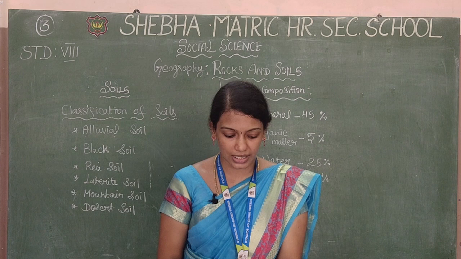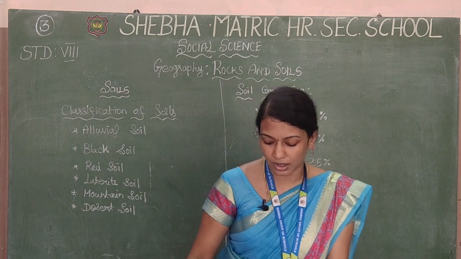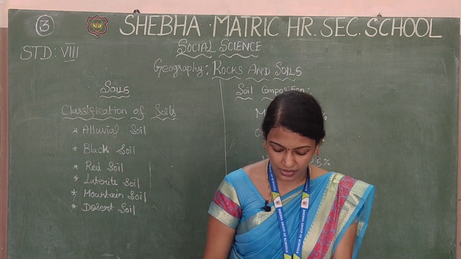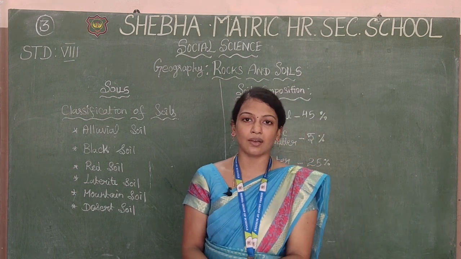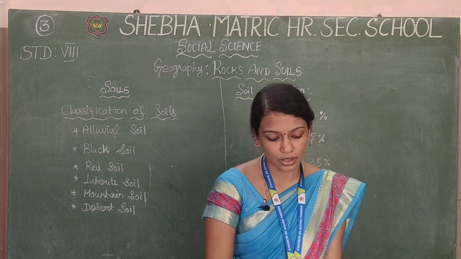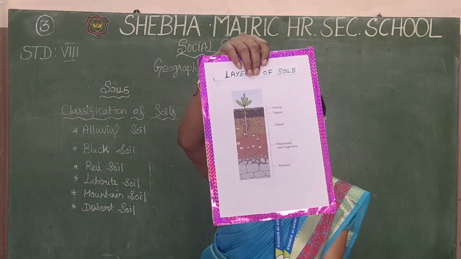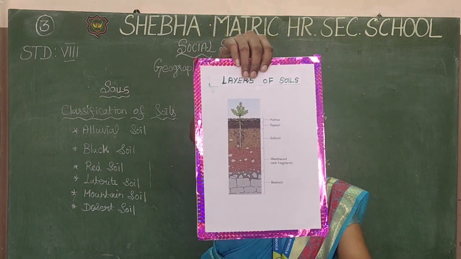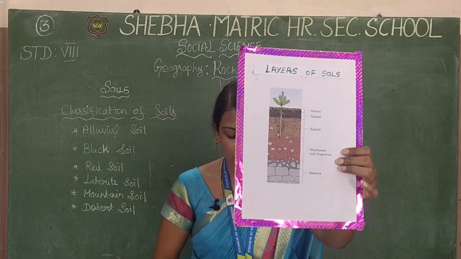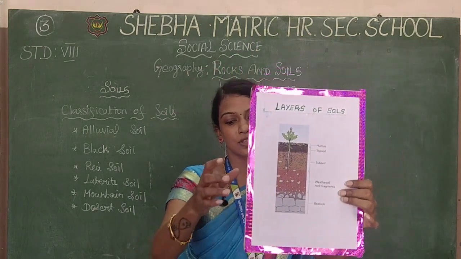And the next heading is soil erosion. Before soil erosion, I will tell you about the layers of soil. We have layers of soil. I will show you the picture of layers of soil. Can you see this? The layers. Okay, I will tell you the explanation for the layers of soil.